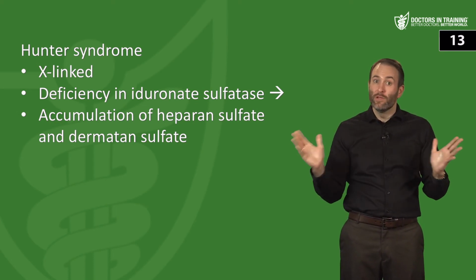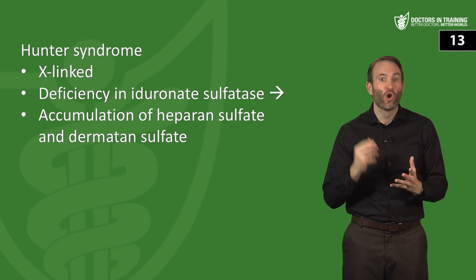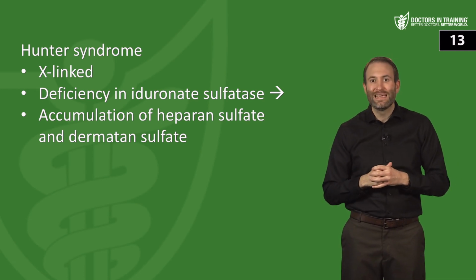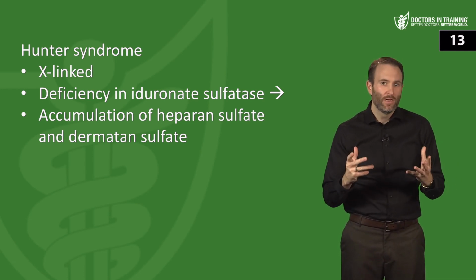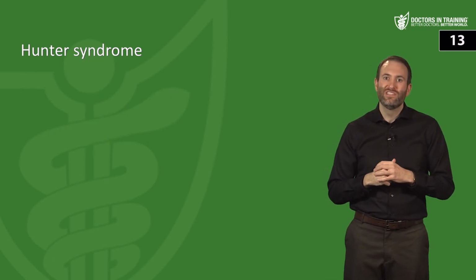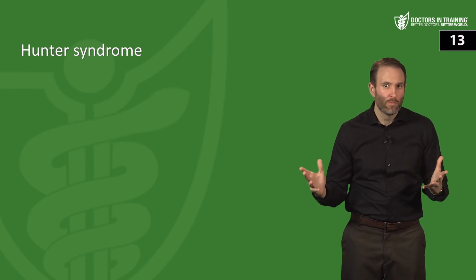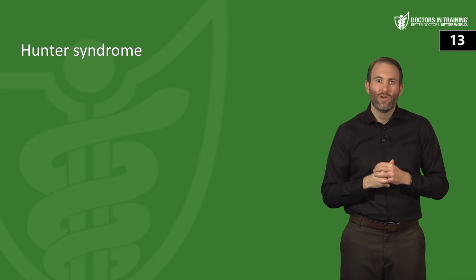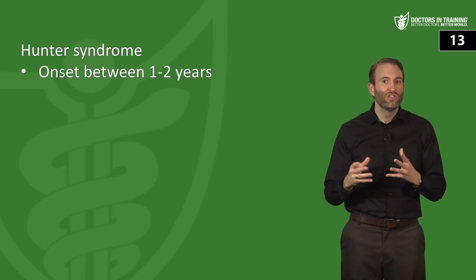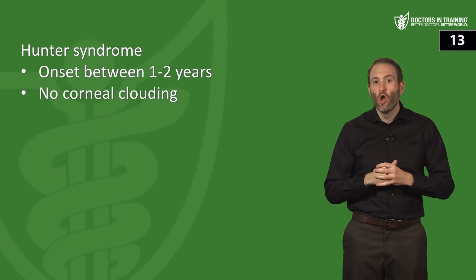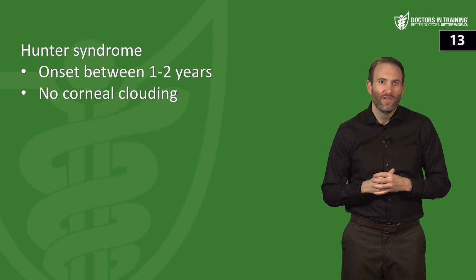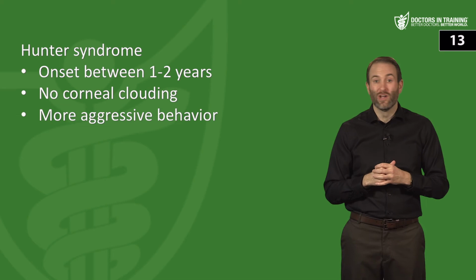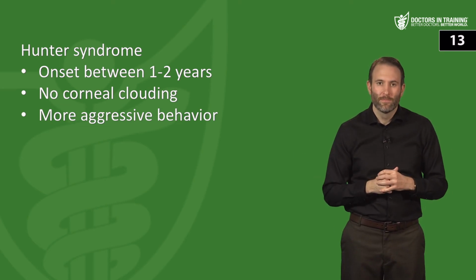That should look pretty familiar because it's the same substrates as Hurler syndrome, but realize that the enzyme deficiency is different from Hurler. Hunter syndrome is generally speaking just a milder form of Hurler syndrome. There is a later onset where the symptoms begin between the ages of 1 and 2 years, and there's no corneal clouding with this one. These patients also tend to have more aggressive behavior as well.